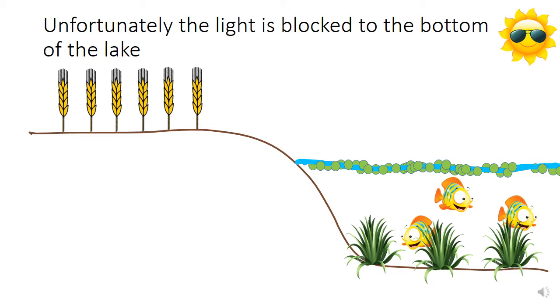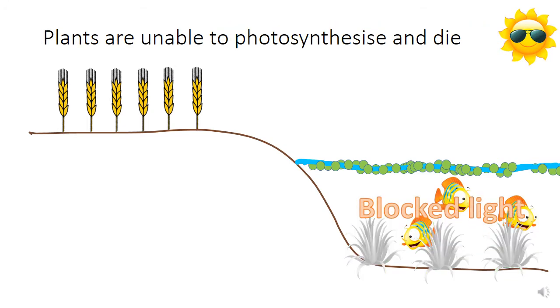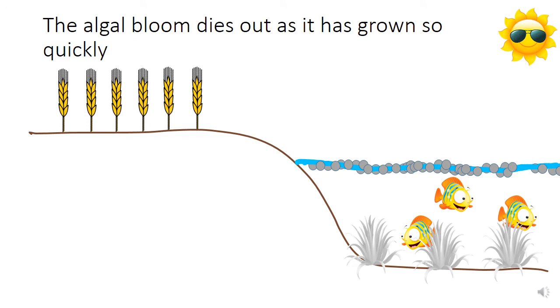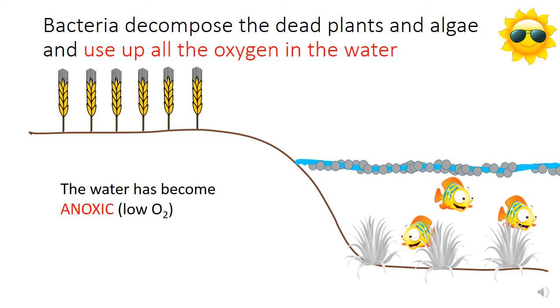Unfortunately, the light is blocked to the bottom of the lake due to the large amount of algae. Plants are unable to photosynthesize and so they die as a result. The algal bloom dies out as well, as it's grown so quickly.